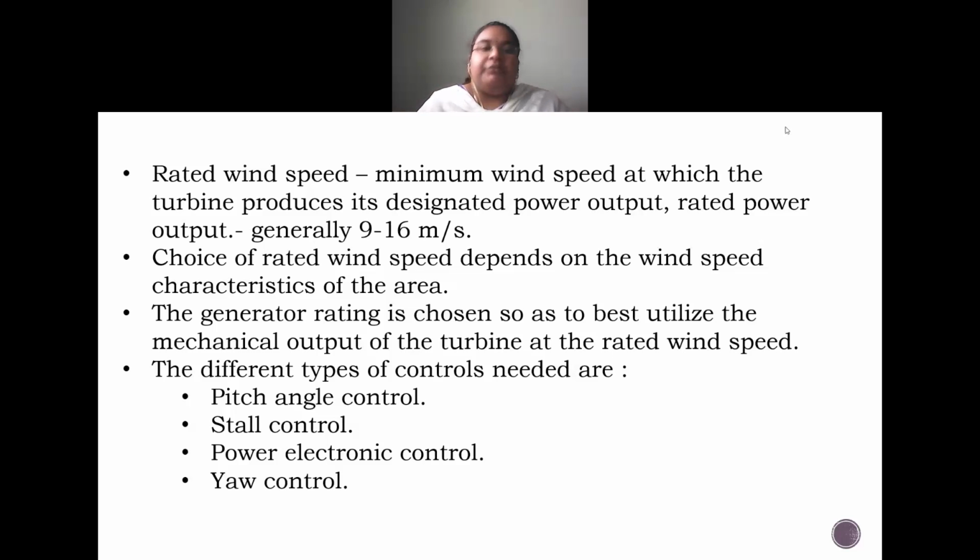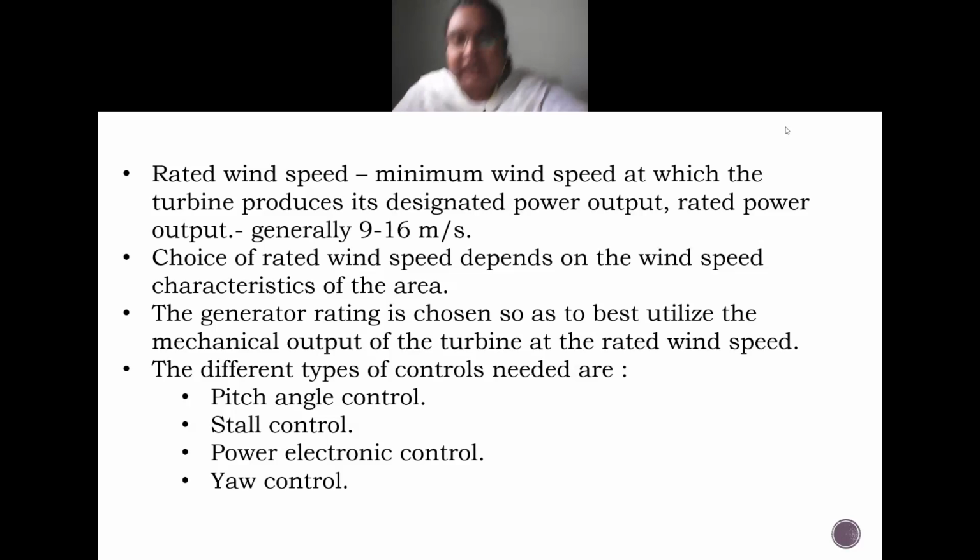Now, the choice of the rated wind speed depends upon the wind speed characteristics of the area. That is our next topic, wind speed characteristics. How these wind speed characteristics are there, and what is the optimal value of wind speed at that particular area. That is what we are going to understand.